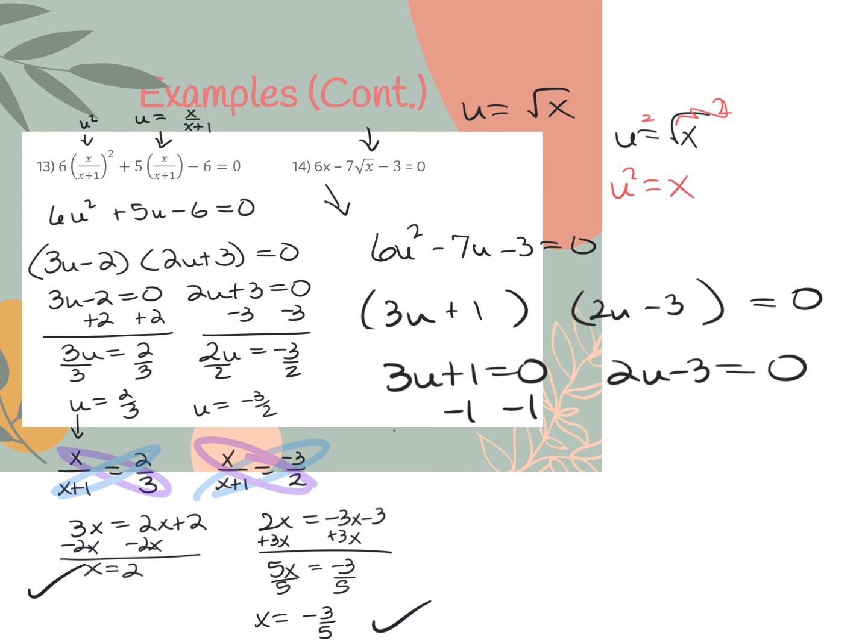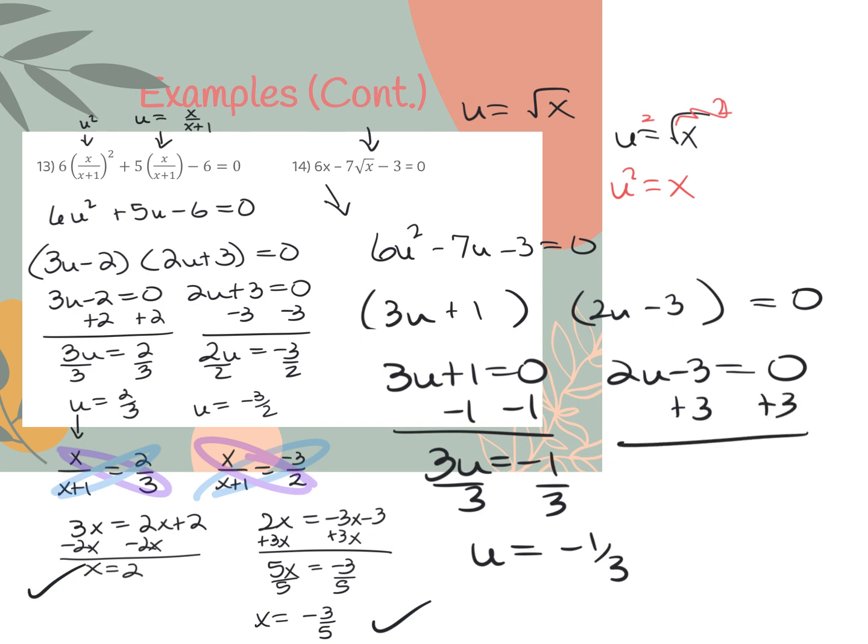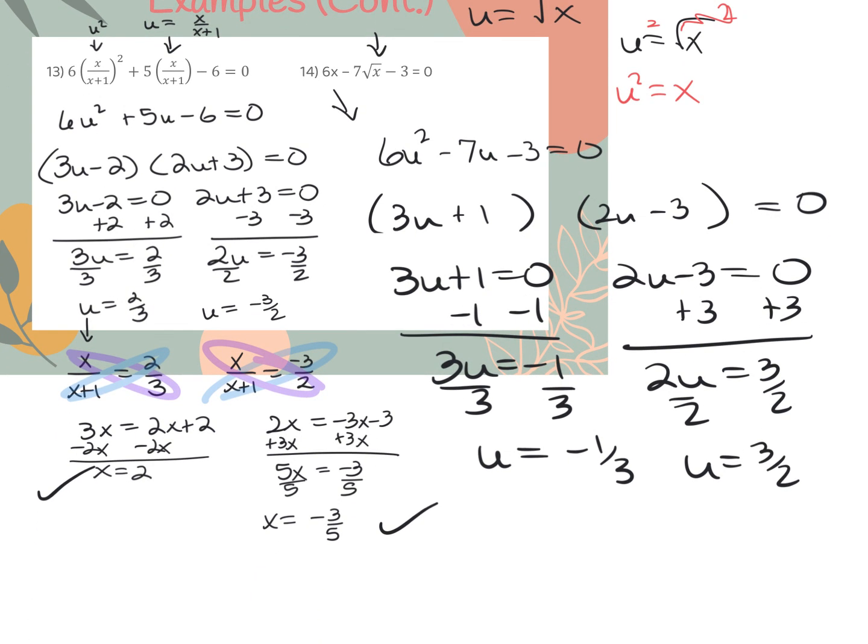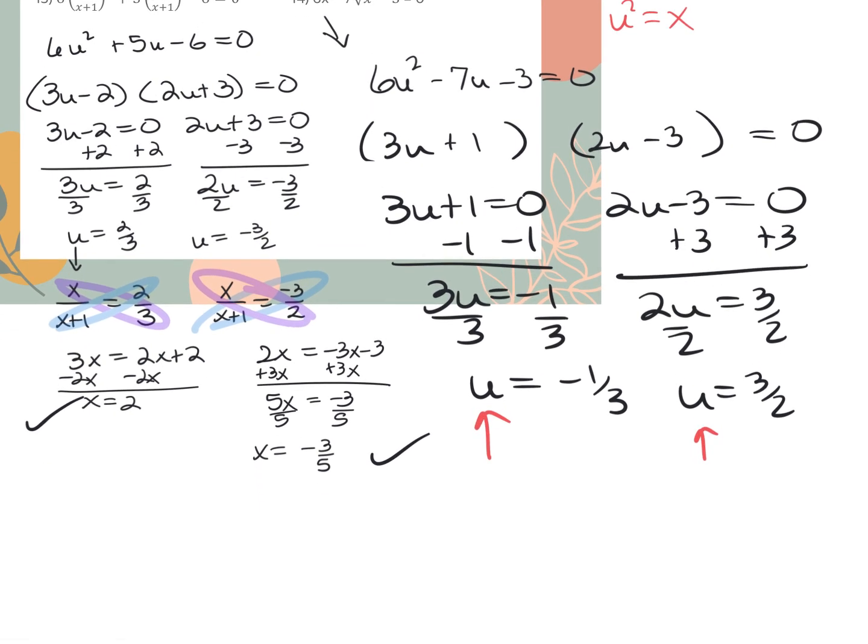Solve for u first. 3u equals negative 1. Divide by 3. U equals negative 1/3. Over here, do the same thing. Find the value of u. And u equals 3/2. Now again, you're replacing the u now with what you set it equal to at the beginning, which was the square root of x. And then here.